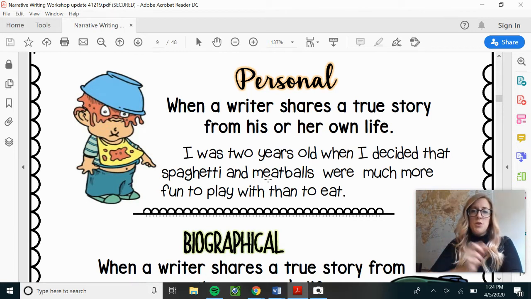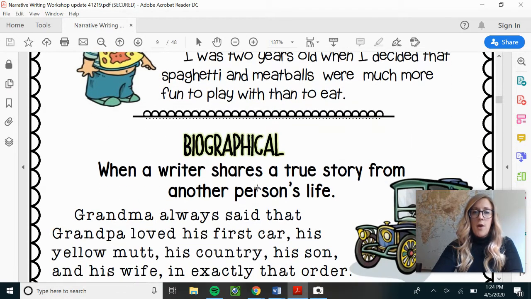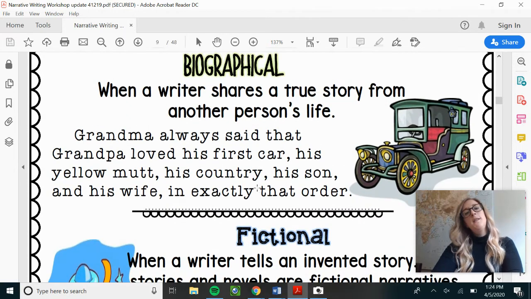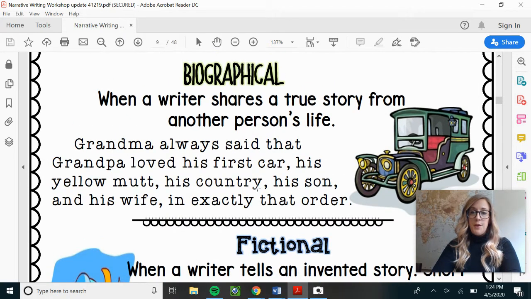It is a short, true story from your life, okay? Number 1, personal narrative. Type number 2, biographical narrative. This is when a writer shares a true story from another person's life. So for example, it says, Grandma always said that Grandpa loved his first car, his yellow mutt, his country, his son, and his wife in exactly that order. A biography is telling someone else's life story.